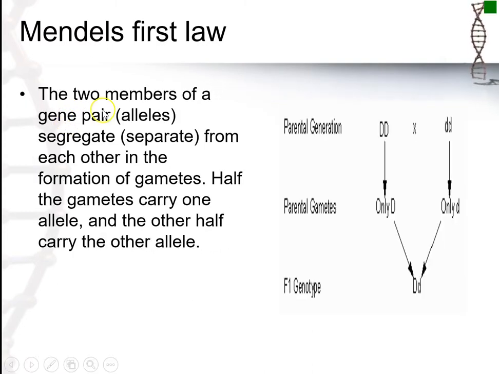Mendel's first law, the two members of the gene pair or alleles segregate separately from each other to form gametes. Half of the gametes carry one allele and the other half carry the other allele.